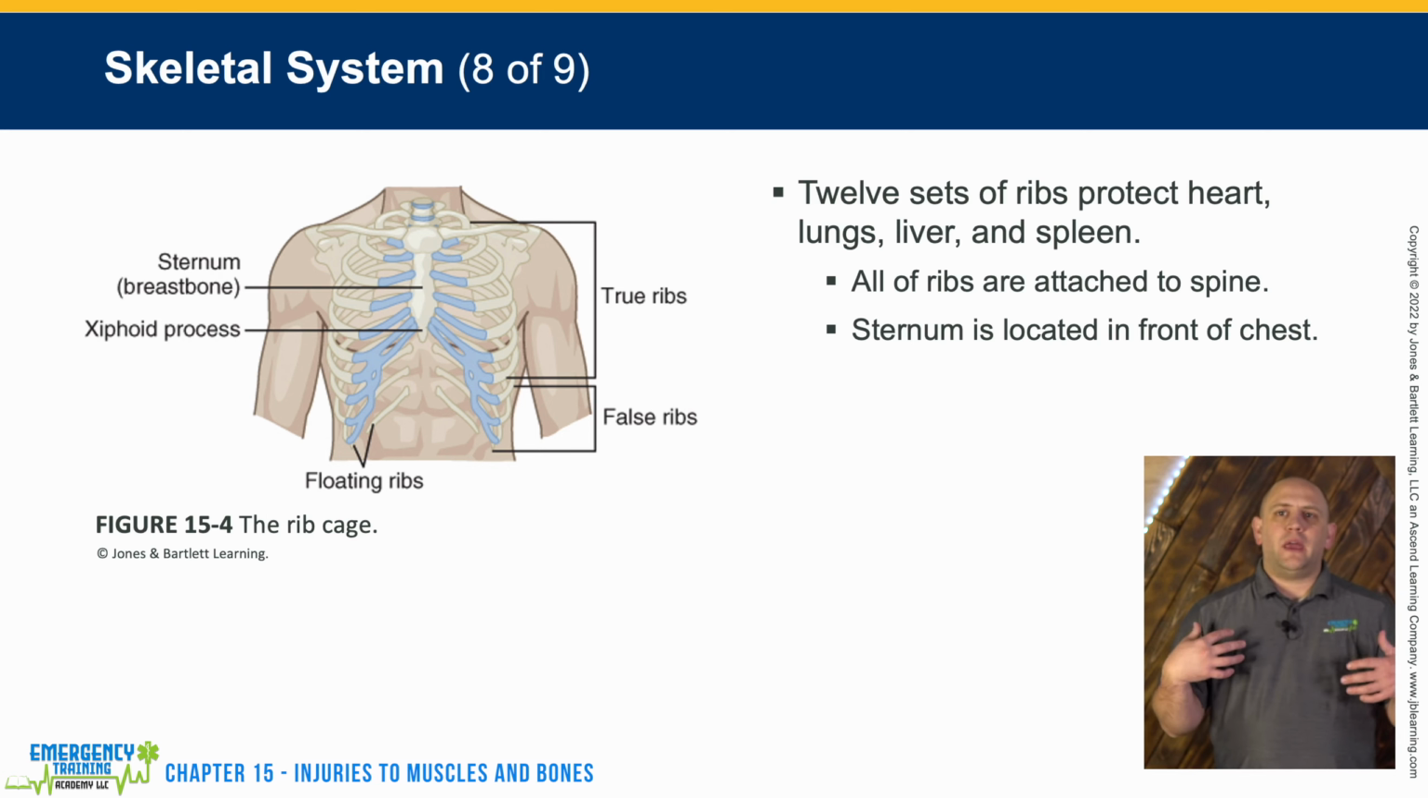Next is our rib cage. There are 12 sets of ribs. They create a protection around our vital organs, including our heart, our lungs, our liver, and our spleen. Each of these ribs are attached to the spine in our back, and then they come up and are attached to the sternum by cartilage in the front.